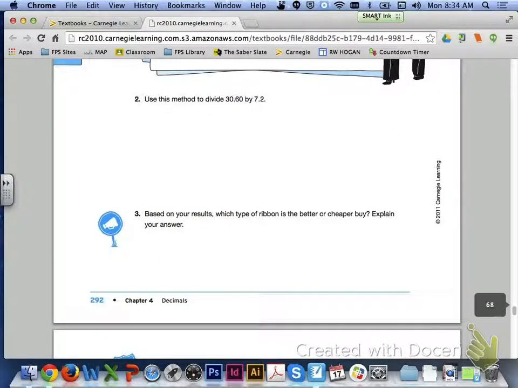So let's take a look at number 2 then. It says to use that same method in order to divide 30.60 by 7.2, and go ahead then after you're done with that and do number 3 as well. Based on your results, which type of ribbon is going to be the better or cheaper buy, and make sure that you explain your answer.